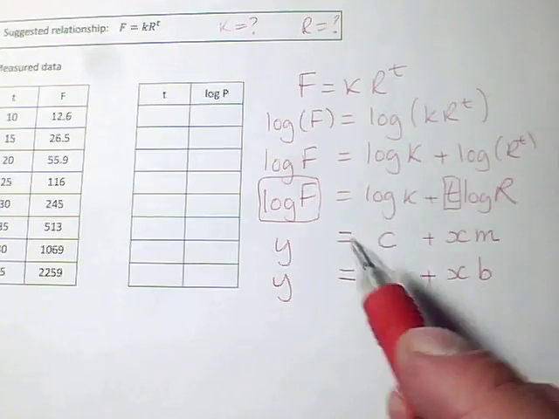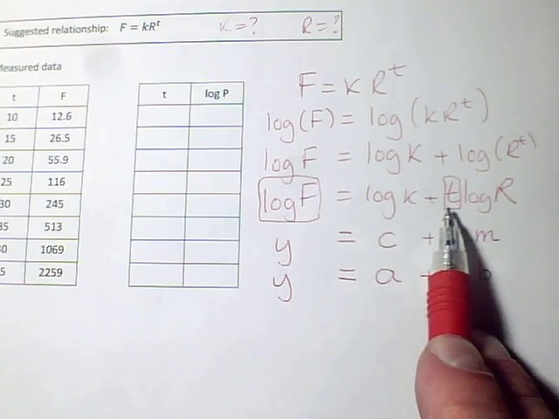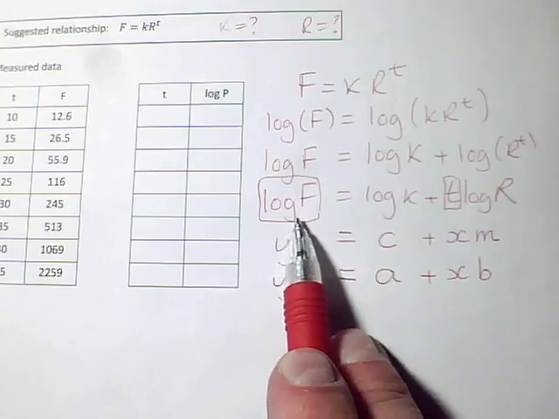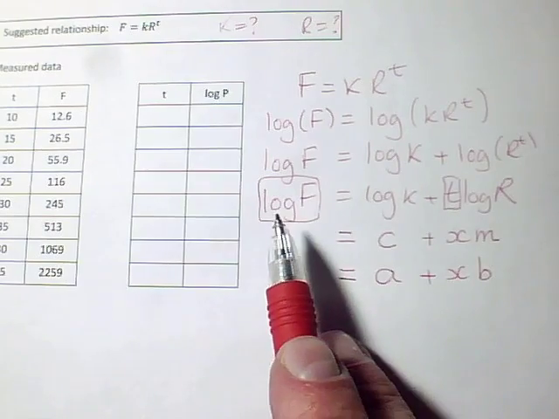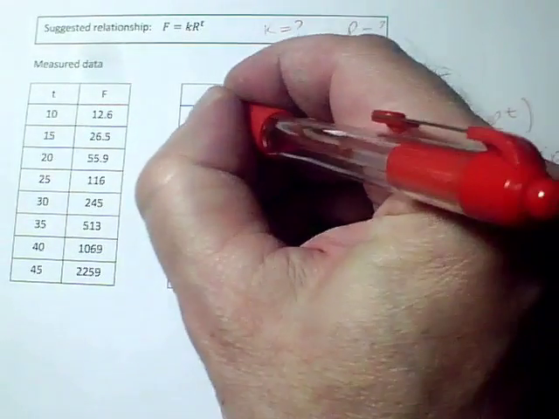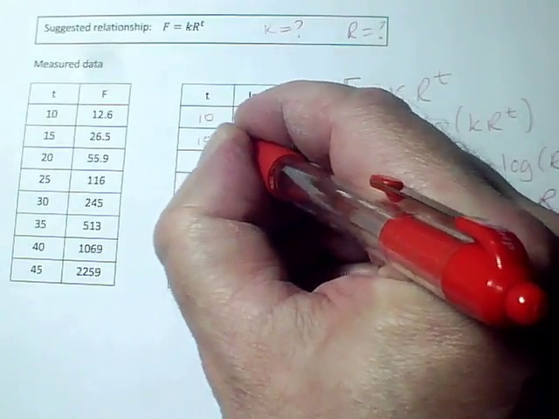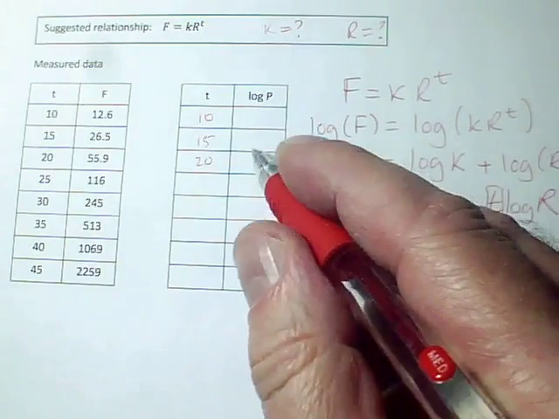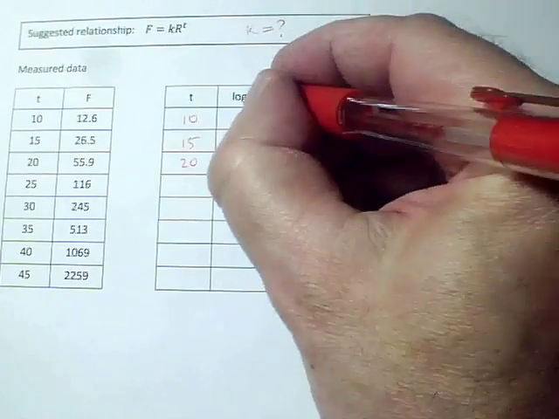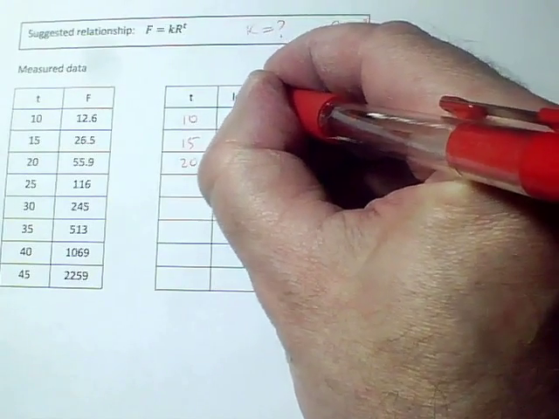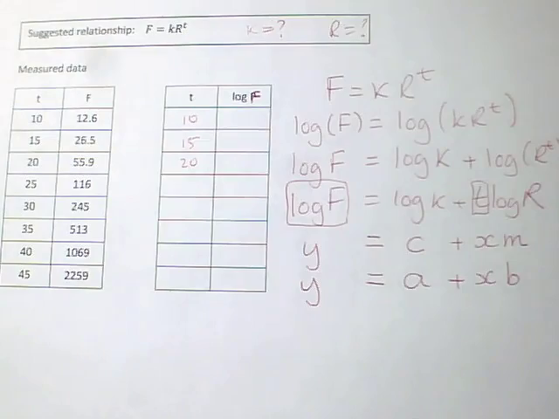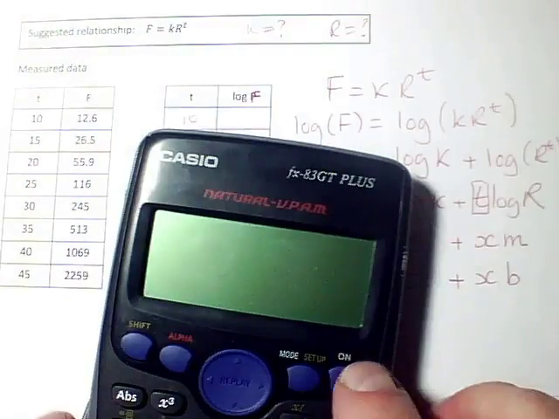Okay, so we'll come back to this later when we're actually going to interpret our gradient and intercept. But for now, we need to know that we need to tabulate, well, t I've already got, but I need log of f. So in my updated table, I've given myself a t column. Okay, that's just going to be a copy of what we had before. And then for log of f, this should say log of f, not log of p, sorry about that. Okay, so for log of f, I've got to take each value.